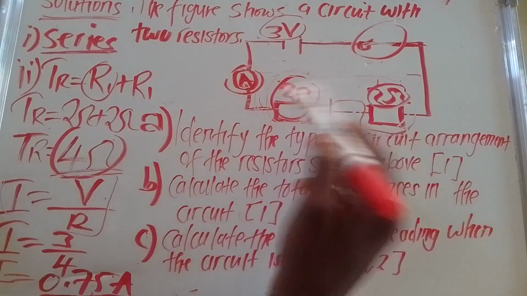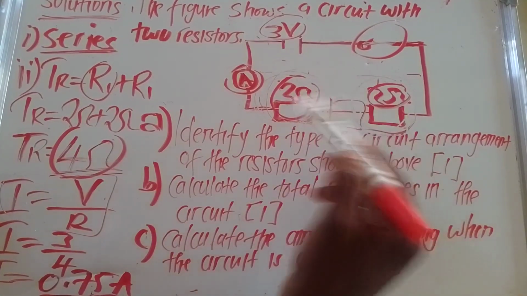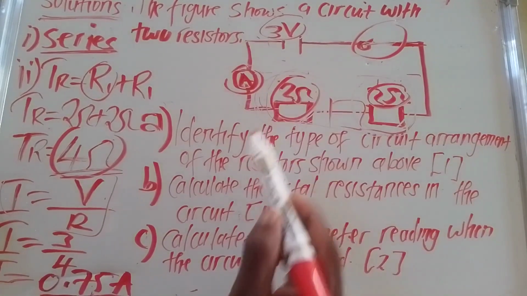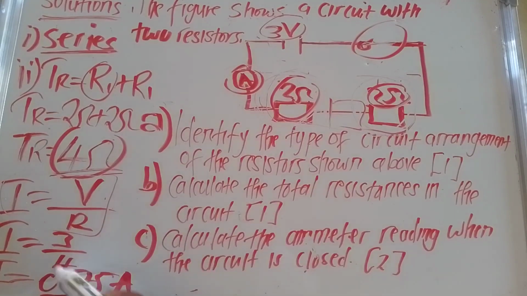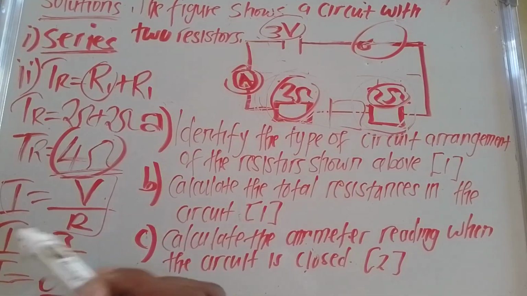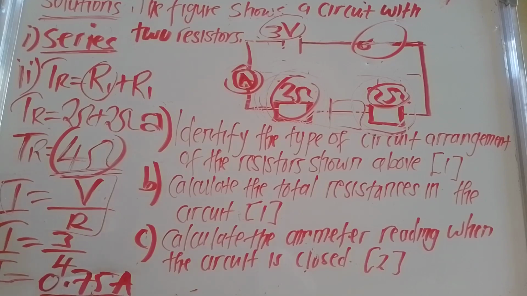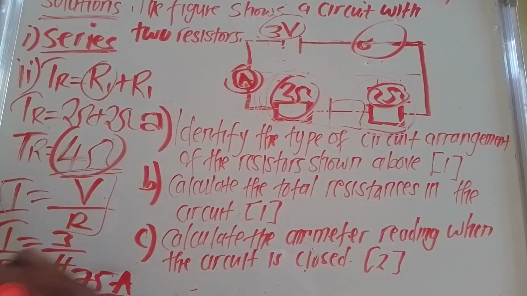So you need to add the resistors. You need to get the total resistance in this circuit. That total resistance is what we are going to divide the total voltage by, and what we are going to have is the total current.